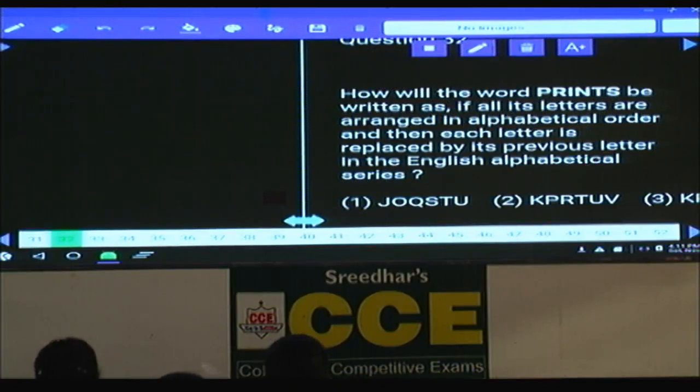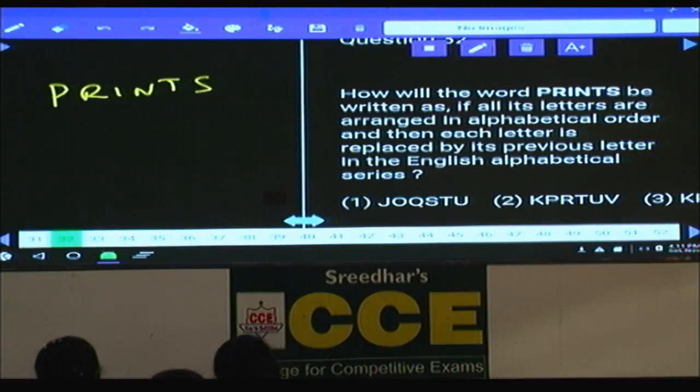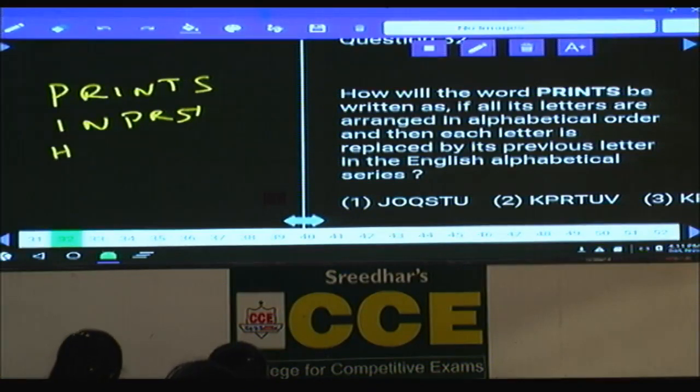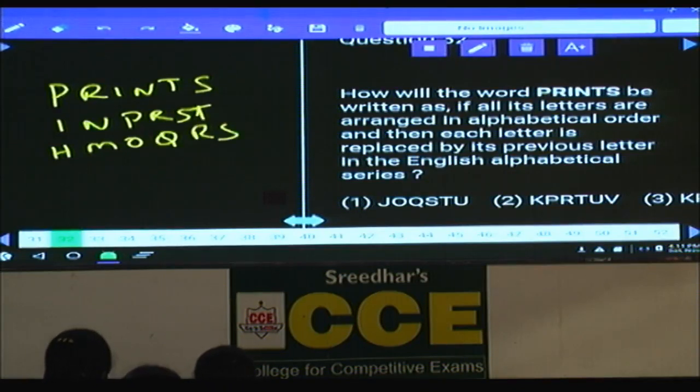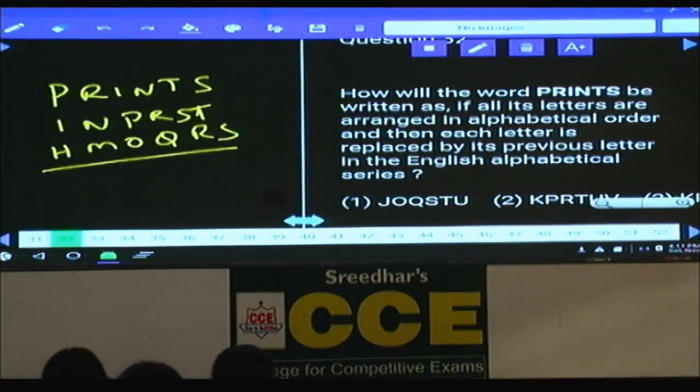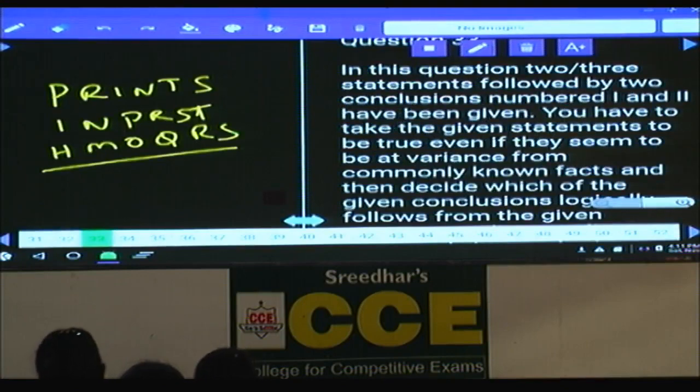Then question number 32. In this question, how will the word prince be written? P-R-I-N-C-E, prince. If all its letters are arranged in alphabetical order, it is C-E-I-N-P-R. Then each letter is replaced by its previous letter. C minus 1 is B, E is D, I is H, N is M, P is O, R is Q. So it is B, D, H, M, O, Q, and that is choice 5.